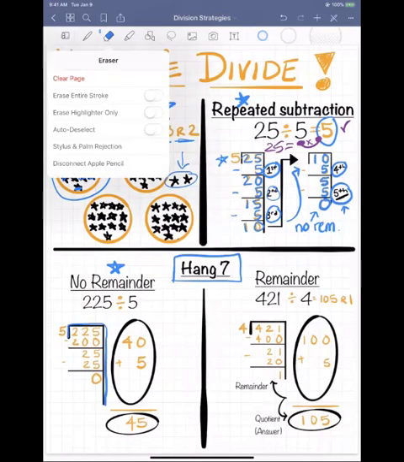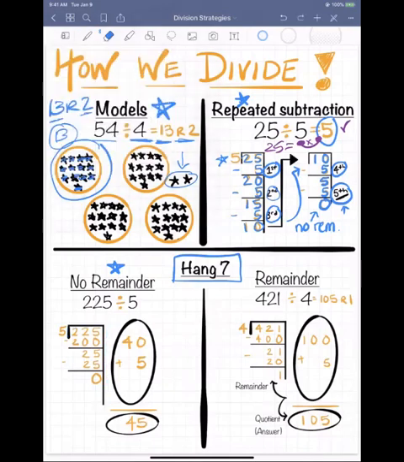So we are going to start with our problem. We have 225 divided by 5. Just like we did in the last problem, I will write that out. So I have 225 divided by 5. Okay.